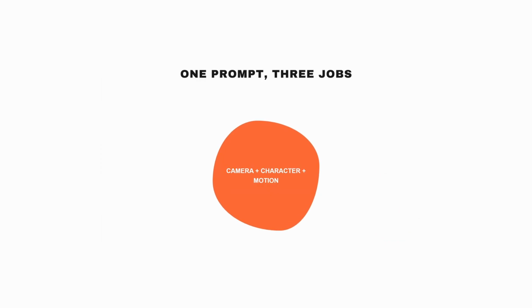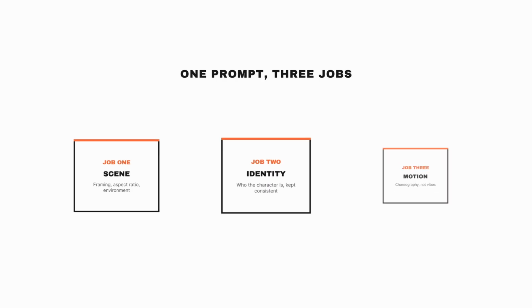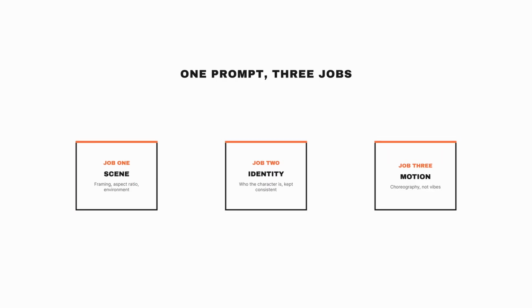Let's get into it. Here's the core problem. When you mix camera instructions, character identity, and motion instructions into one block, the model has to guess which word applies to what. Does slow describe the camera, the character's walk, the lighting shift? It doesn't know. So it averages everything and you get that soft, drifting, almost-right look.